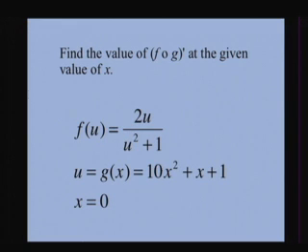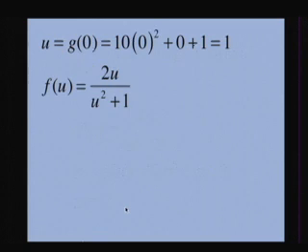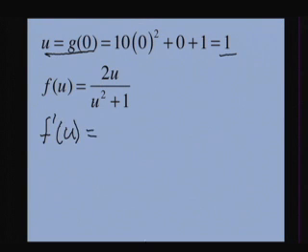So the important information here is that we have u is g of 0, because g is to be evaluated when x is 0. And when we plug that in, we find that g of 0 is 1. And that's where we're going to evaluate this derivative. But first, we have to find the derivative, f prime of u.